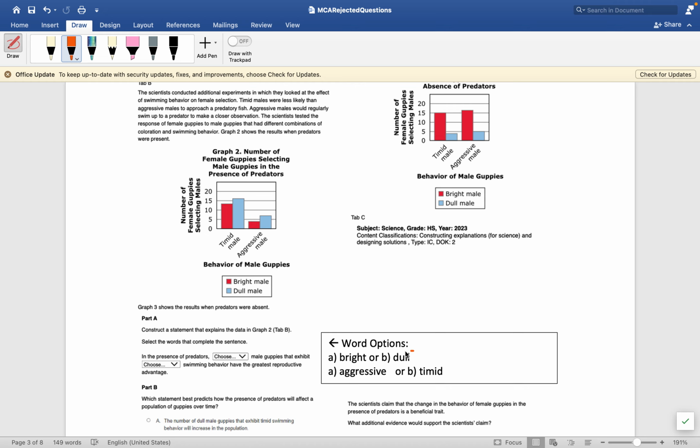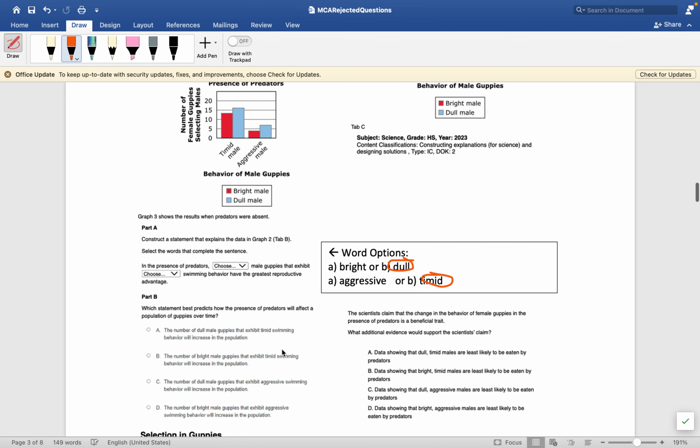Do I still have my pen? Yes. Dull, because blue beat red every single time. And what kind of behavior were they showing here? Which one's higher, aggressive or timid? And it would be timid.